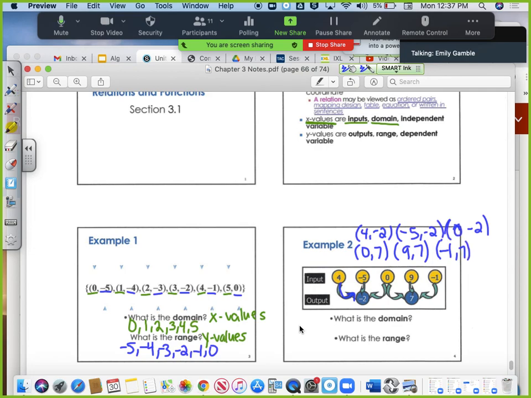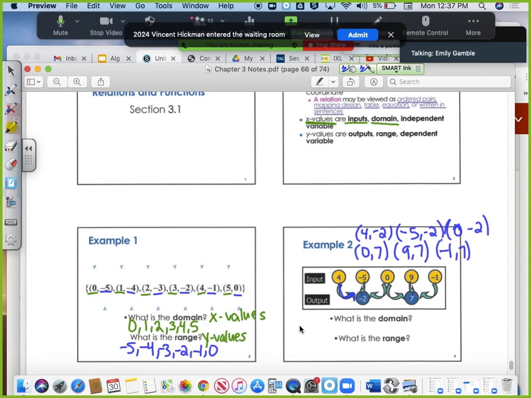The domain is all of the x values. So you could just look at the input, which is the domain, and just write these numbers down, and that would be the answer. You just have to actually put them in order from least to greatest. The smallest number is -5, then -1, then 0, then 4, then 9. And the range is only 2 numbers. The only numbers in the y spot are -2 and 7, so that would be your range.